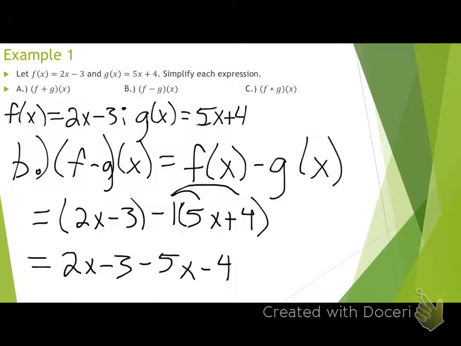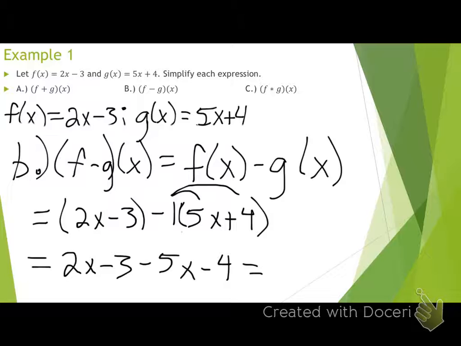That's why we use parentheses when we plug in. Because if we did not use parentheses, it would just look like 2x minus 3 minus 5x plus 4, right? But I need both signs to change. So use parentheses when you plug in and distribute your negative. What can I do from here? Now I can start combining my like terms.